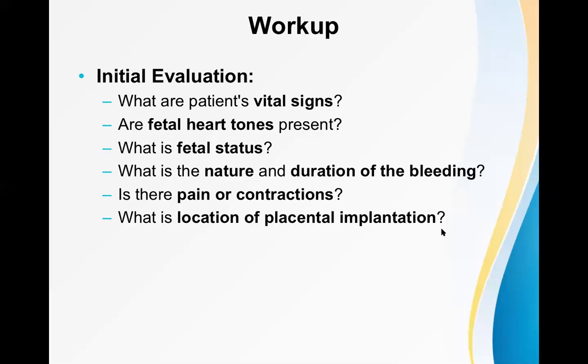And then, what is the location of placental implantation? Absolutely important. In placenta previa, it is present in the lower uterine segment, and in abruptio placentae, it is normally located in the upper uterine segment. So with this simple question to yourself, you will try to find out where the placenta is located or implanted, and you can find out the diagnosis of antepartum hemorrhage.